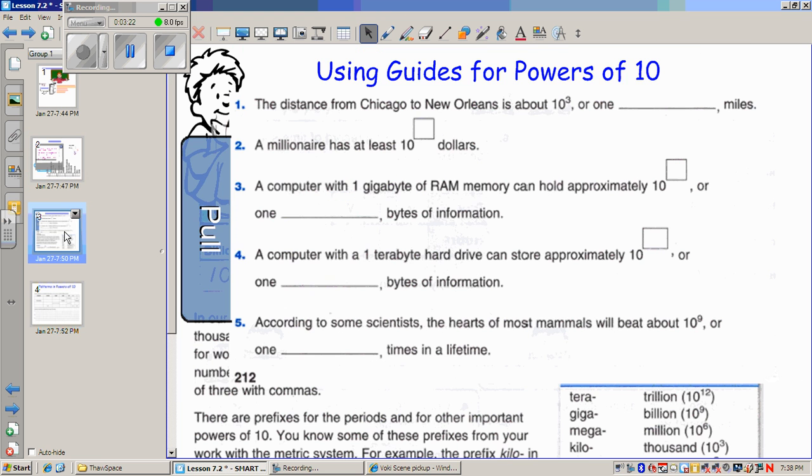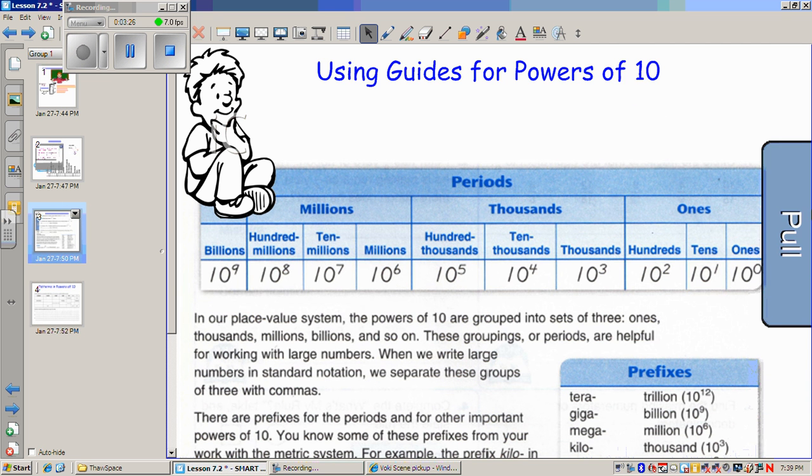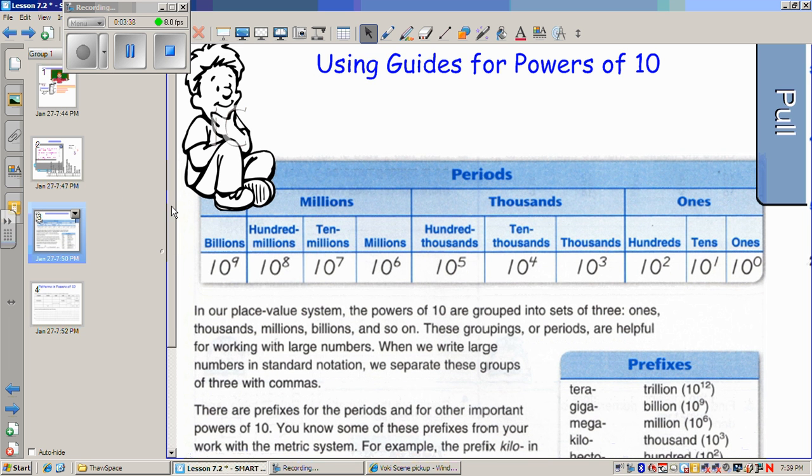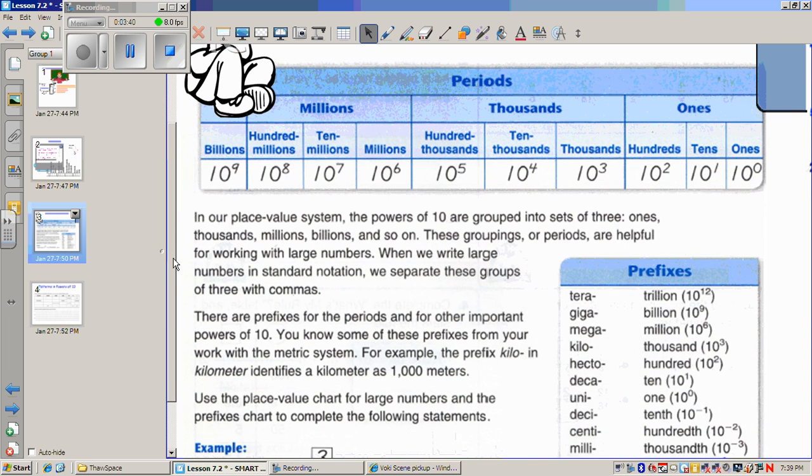So let's continue on. We're going to use our guides for powers of 10. If you look at the chart above, it says billions, 100 millions, 10 millions, and millions, 100,000s, 10,000s, thousands, hundreds, tens, and ones. As you're looking at your journal, it says in our place value system, the powers of 10 are grouped into sets of 3. Ones, thousands, millions, billions, and so on. These groupings or periods are helpful for working with large numbers.